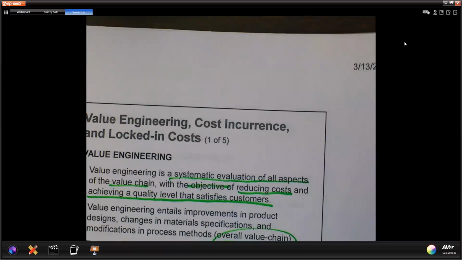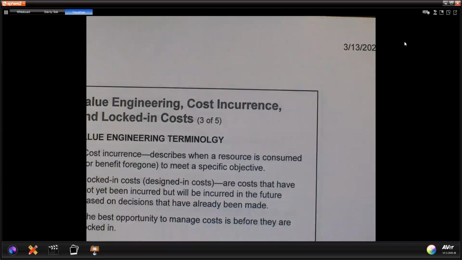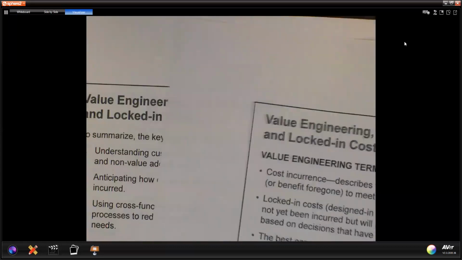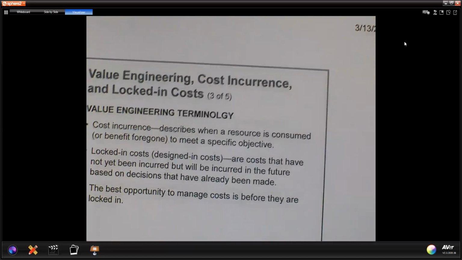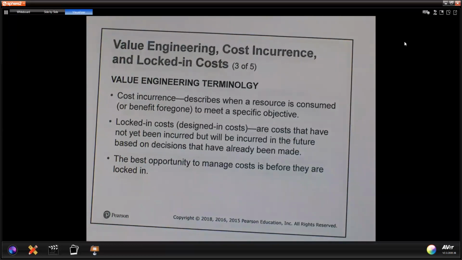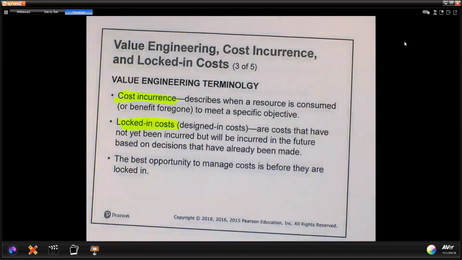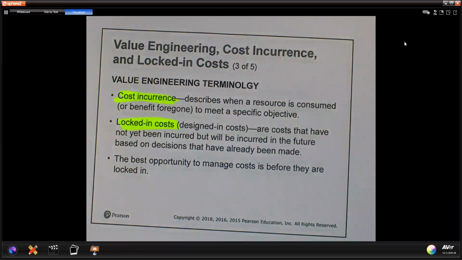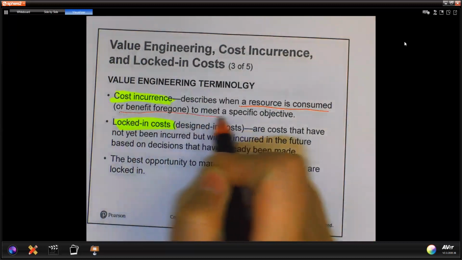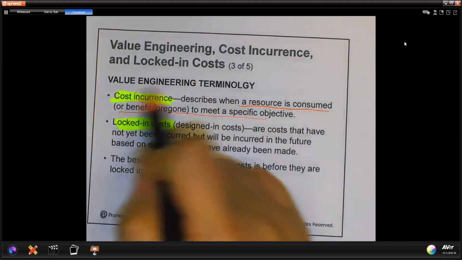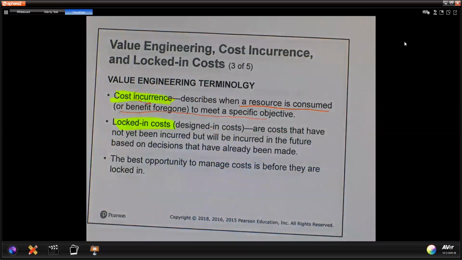Okay, so next part, we are almost done with the PowerPoint. Another type of terminology you also want to know is cost incurrence and locked in cost. Cost incurrence and locked in cost. You say, what's that? Cost incurrence is when a resource is consumed to make a specific objective. So it's when you really incur the cost, when you really use raw material, when you really pay an employee to work for you, that is cost incurrence. You will have a lot of cost incurrence in the manufacturing part.